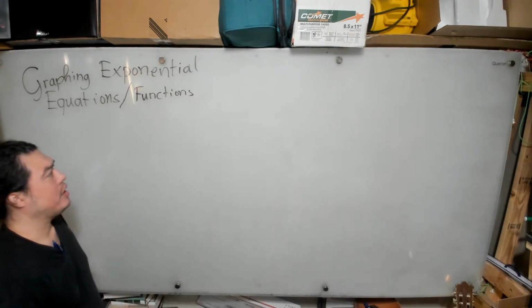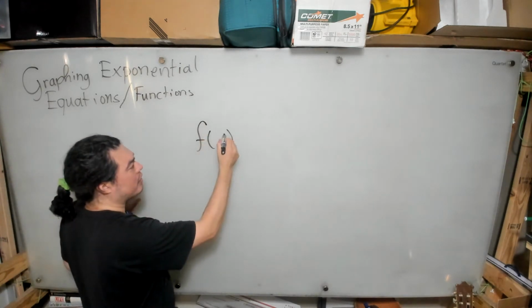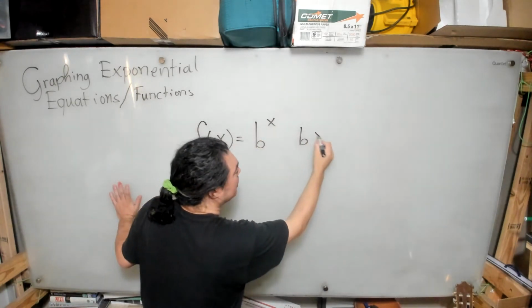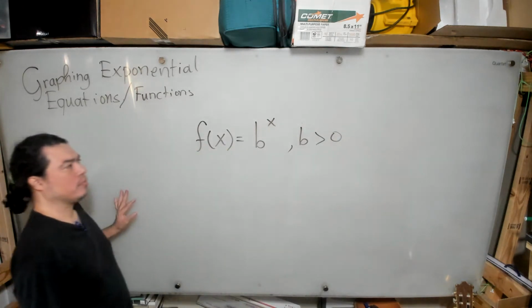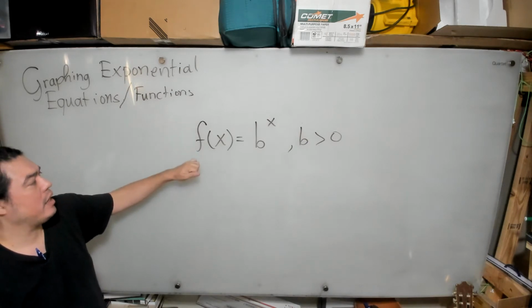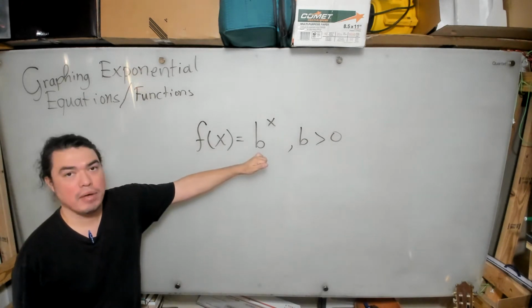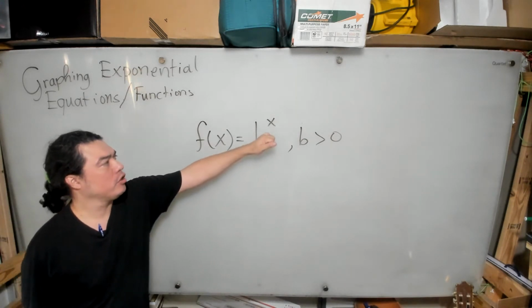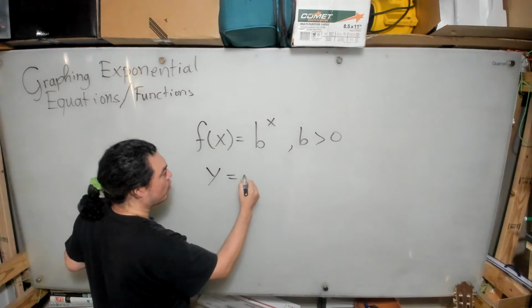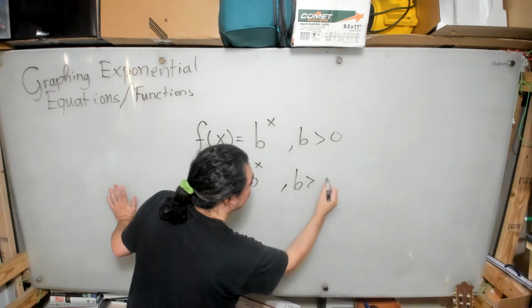For example, the most basic exponential function will be something like f of x equals b to the x power, where b is some positive number. This is the function perspective, where f is some function that takes an x as an input and raises some positive constant b to the x power. An exponential equation will be something like y equals b to the x, again under the same condition that b is greater than 0.